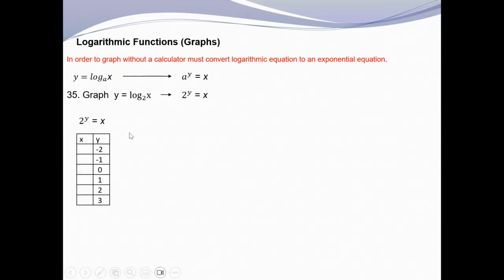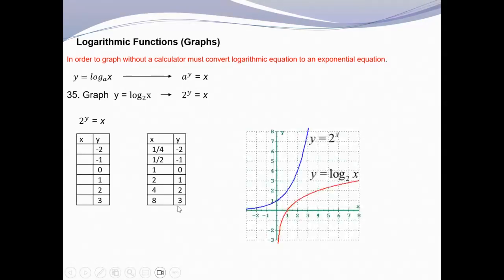So now we're going to do a table. You see, guys, instead of plugging in the values for x, we're going to plug them in for y, because y is my exponent. So if we do that, it's going to give us 1/4 when y is -2. It's going to give us 1/2 when y is -1, 1 when y is 0, 2 when y is 1, 4 when y is 2, and finally 8 when y is 3.